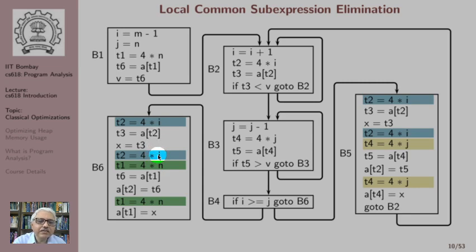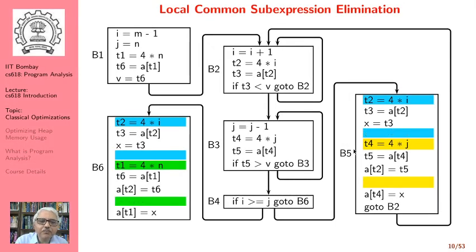What it means is that the value computed by the second occurrence of the expression 4 star i would be same as the value computed by the first occurrence of 4 star i. Similar thing happens in this particular basic block. There is a 4 star i here and there is a 4 star i here. This 4 star i is guaranteed to compute the same value as this 4 star i. Similarly, this 4 star j is guaranteed to compute the same value as this 4 star j, and therefore we can optimize the repeated computations of expressions away by simply deleting them. So we get this particular optimization.